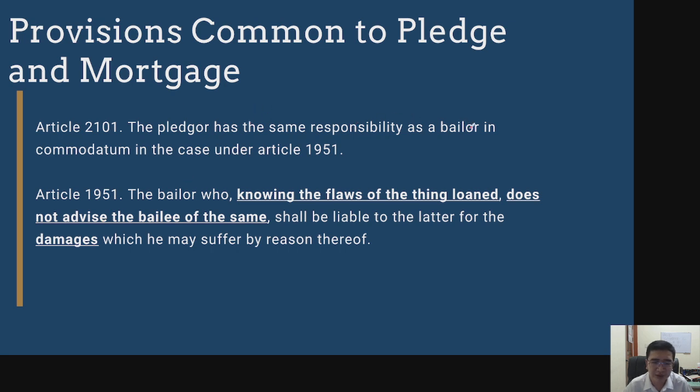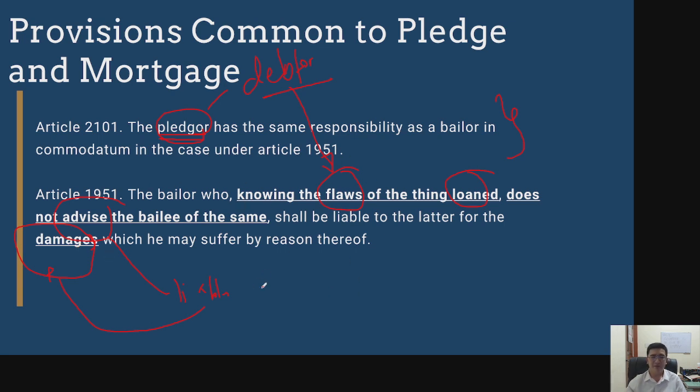The pledgor has the same responsibility as a bailor in comodatum in the case under 1951. So ano yung liability daw ni pledgor? Okay, si pledgor or si debtor. Siya yung nag-pledge niyan di ba? Dapat daw, kung merong flaws yung thing loan, dapat i-advise niya kay creditor, no? Kasi kapag na-loss yan, pwede siyang maging liable for what? Pwede siyang maging liable for damages. Okay? So, the debtor has the same responsibility as a bailor in comodatum.